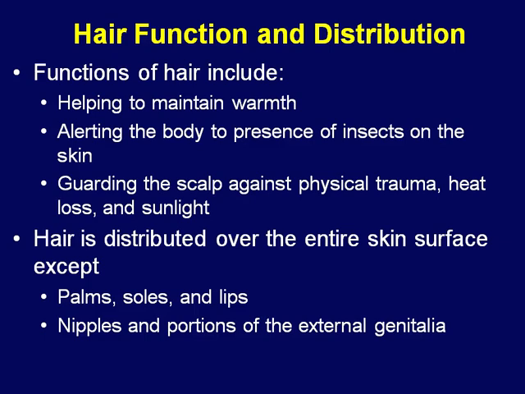Functions of hair and distribution of hairs on our body. They help to maintain warmth. Hair alerts us when an insect crawls over our body. They guard the scalp against physical trauma. They guard our skin from heat loss and sunlight. Hair is distributed on the entire skin surface of our body except our palms, soles, lips, nipples and some portions of the external genitalia, where there are no hairs.